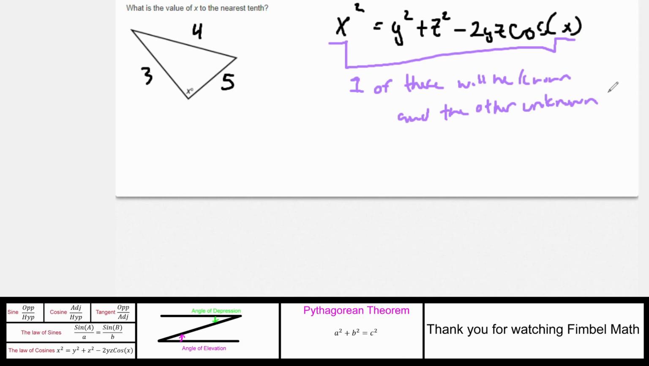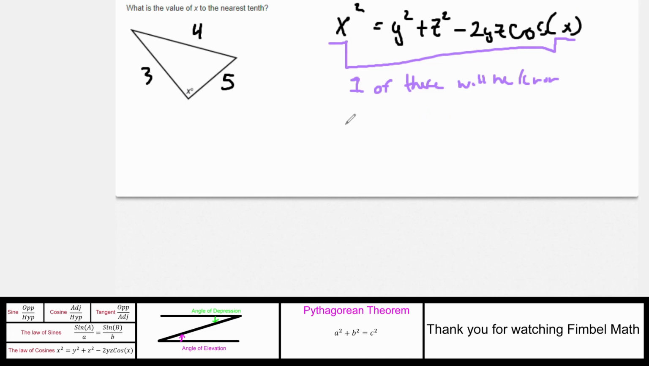So what I have to determine is which of these x's can I replace with something that's given to me, and which of these x's is going to remain my unknown. Well, since I'm looking for x as an angle, I know angles always go here, so that's going to remain my x. And to identify what is replaced here, I just go to the side opposite of that angle, and this is going to be 4.